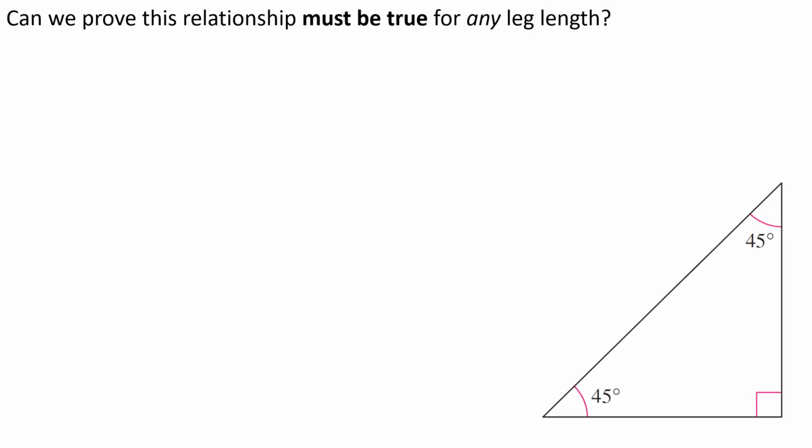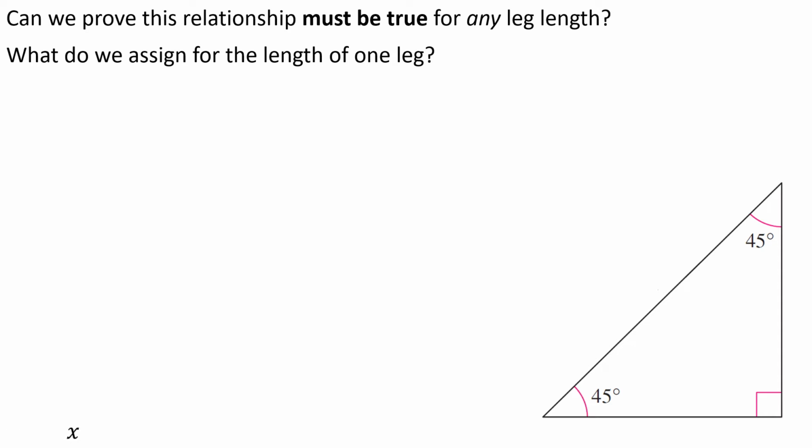Can I do this for any 45-45-90 triangle? Well, what should we call one of the legs? Well, if it's supposed to be any triangle, you know what number I have to assign? X. Right? If it can be any length, I've got to use the variable x, which means the other leg must also be x. Okay, is the hypotenuse really x times the square root of 2?